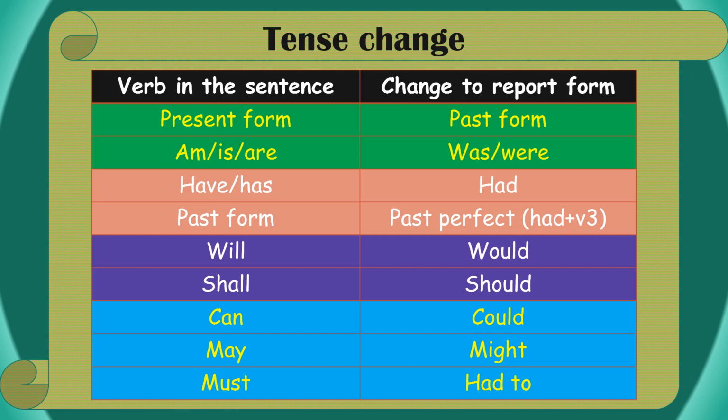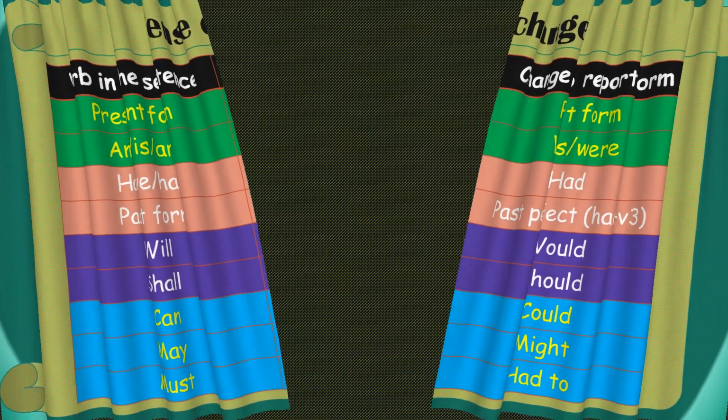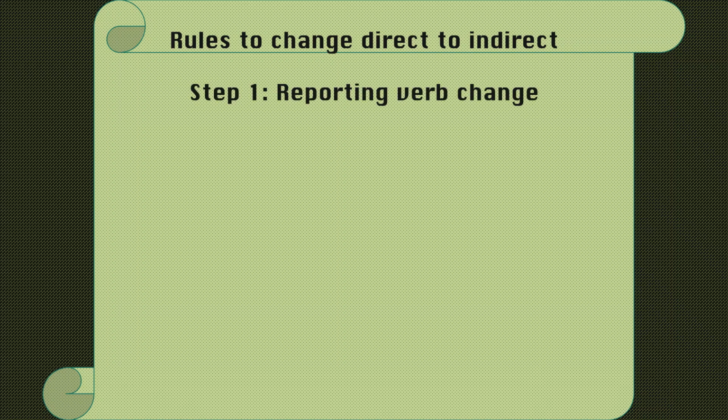The next one. So the next rules to change direct into indirect. So 7 rules are here. You must follow those rules, then only it will change into indirect speech. The first one, step 1, reporting verb change. Already you knew that, said or said to, told, that, இதெல்லாமே நம்ம பார்த்துட்டோம். reporting verb change பண்ணணும்.